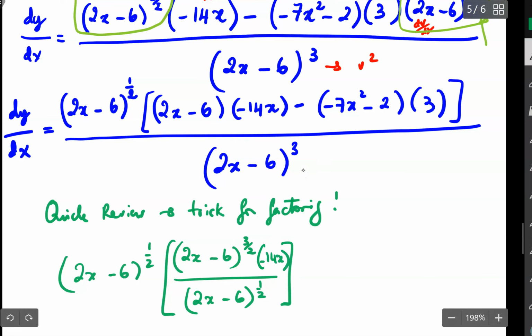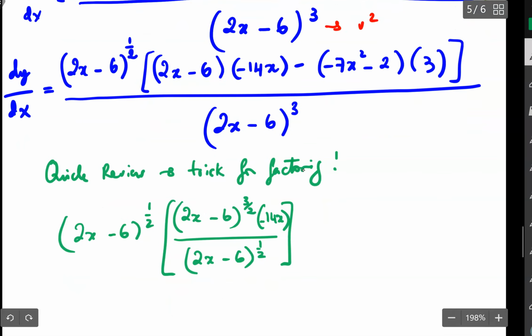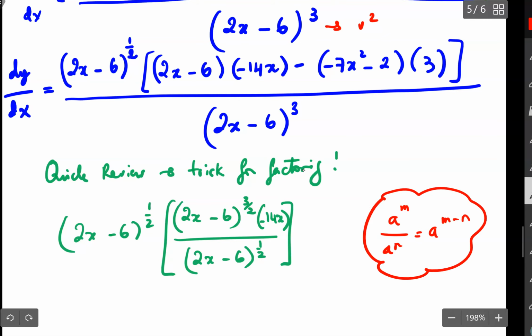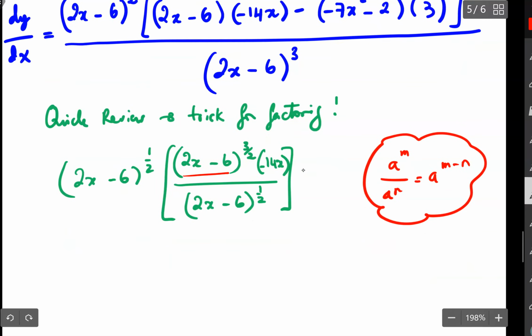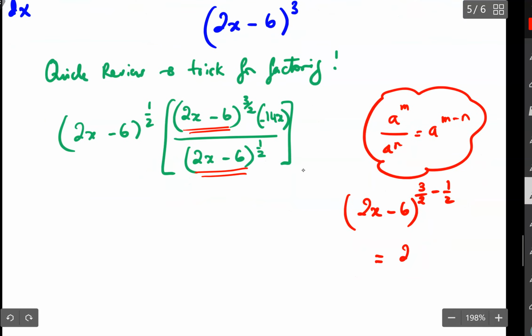14x here. Because you are dividing two powers with the same base, that means you subtract the exponents, right? So you subtract the exponent. In this case, you see that this one is the same as that. So you could have 2x minus 6 to the exponent 3 over 2 subtract a half. So what is 3 over 2 subtract a half?